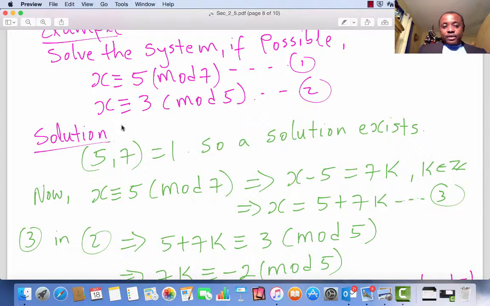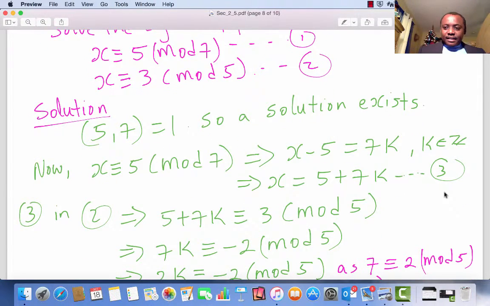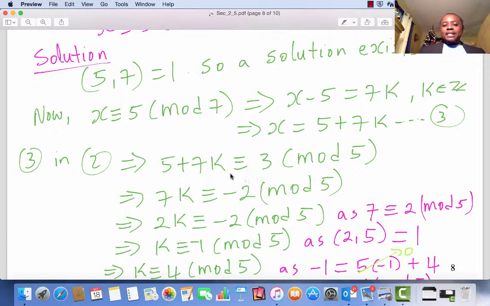Here is the procedure. We start with congruence 1. X congruent to 5 mod 7 implies that x minus 5 equals 7 times some integer k. Solve for x. X equals 5 plus 7k. Call that equation 3. Now substitute equation 3 into congruence 2, and we have 5 plus 7k is congruent to 3 mod 5. By one of the properties of congruence we proved above, add negative 5 on both sides of this congruence and you would maintain your congruence. And that leaves you with 7k is congruent to negative 2 mod 5.